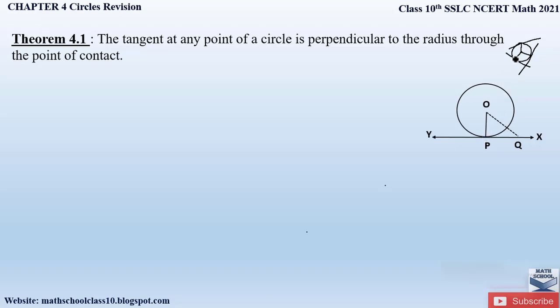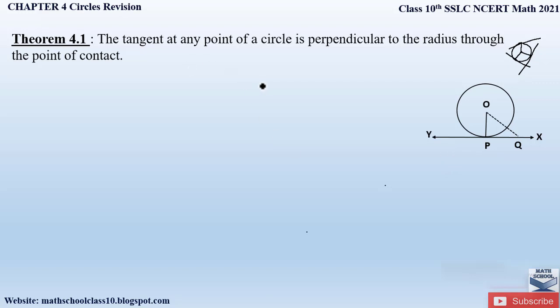So this is the point of contact for this tangent and the radius. Again, this is the point of contact for this tangent and the radius, and this is the point of contact for the tangent and the radius. So at the point of contact, the radius will be perpendicular to the tangent at any given point of a circle. So this is what the theorem says.